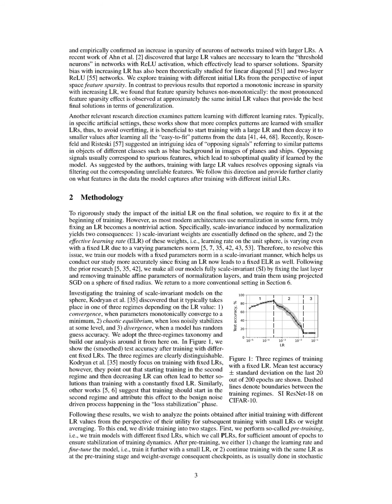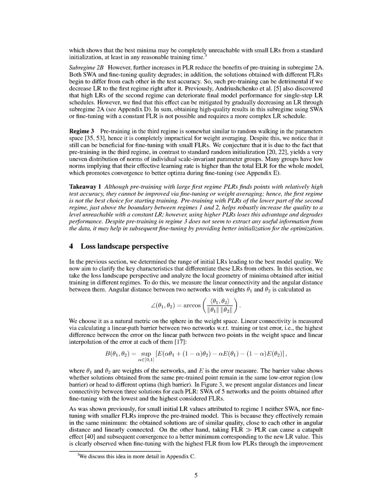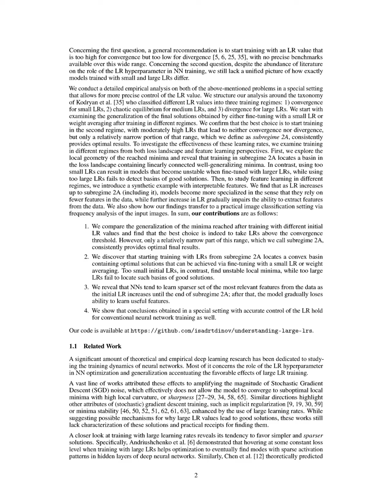3. Regime 3, divergence. In this regime, the model fails to converge, exhibiting random behavior akin to random guessing. Training in this regime is impractical for weight averaging, but may still provide some benefits for fine-tuning with small LRs. By categorizing the training into these regimes, we can systematically evaluate the generalization performance and feature learning characteristics of models trained with different initial LRs, ultimately identifying the optimal range for effective training.